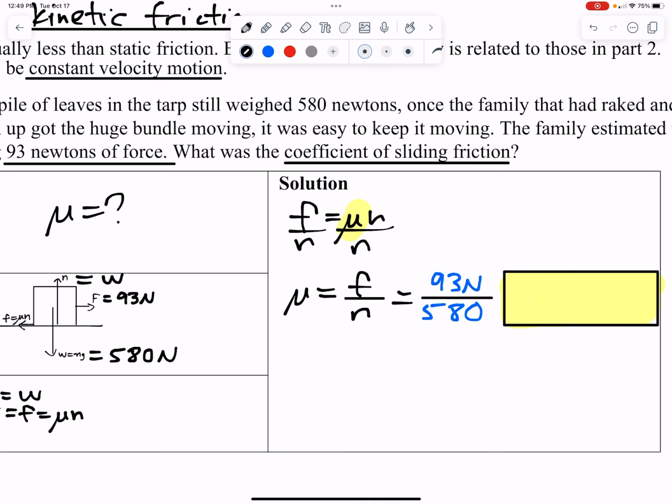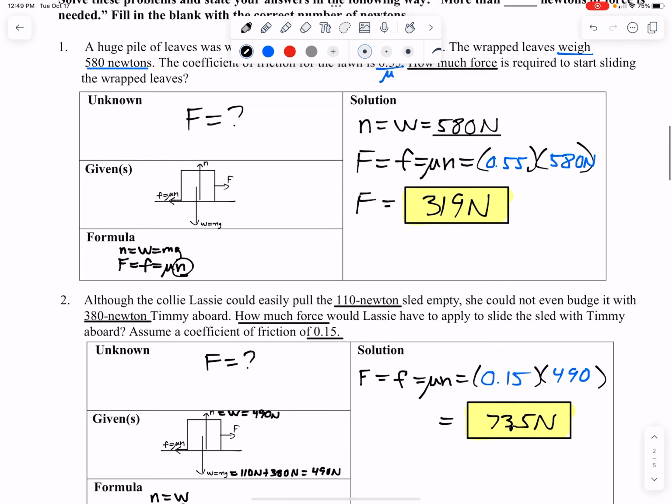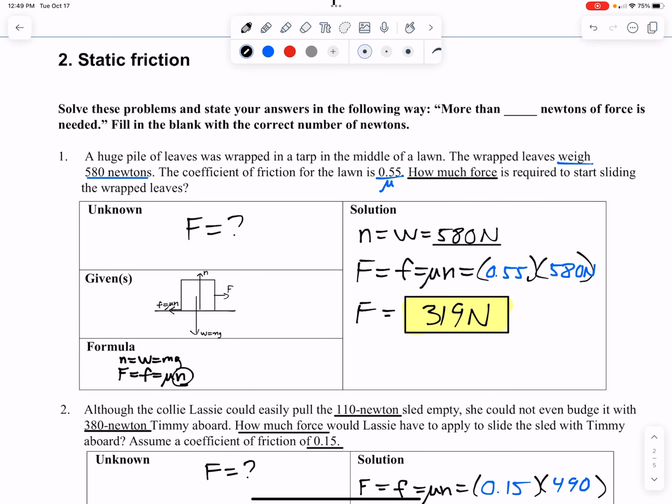The force to keep it moving would be the 93 newtons at a constant speed. And if you divide that by 580, we get 0.16. Now, one thing to notice: compared to number one, when the bag of leaves was not moving and it was harder to move, it had a much higher coefficient of friction, and more force was required to move it.